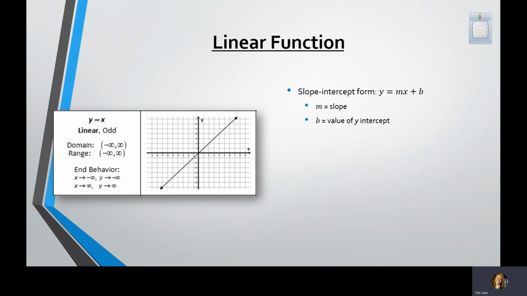Okay, and then make sure you remember the point-slope form. Point-slope form of the equation is y minus y1 equals m times x minus x1, where (x1, y1) is any point on the line. And then, of course, m is still the slope, like it was in slope-intercept.